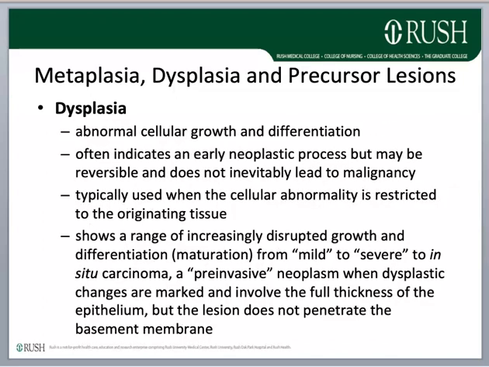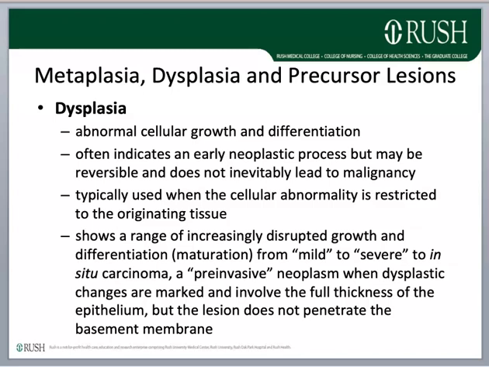So we talked about metaplasia, and we've been talking about neoplasia. Let's talk about dysplasia. Now this refers to abnormal cellular growth and differentiation. These changes have not progressed to the point that the cells are independently growing, that is, they're neoplastic, but these changes often indicate an early neoplastic process. However, these changes are reversible and do not inevitably lead to malignancy.